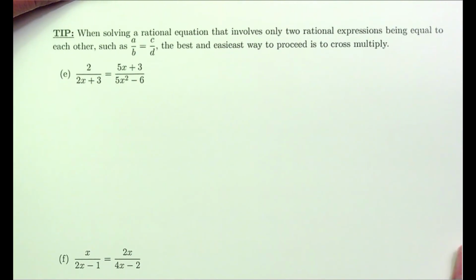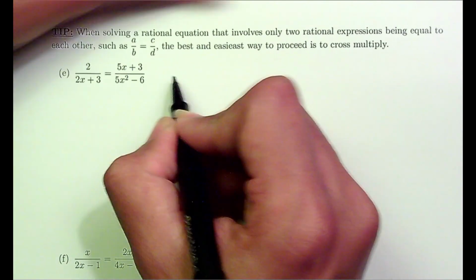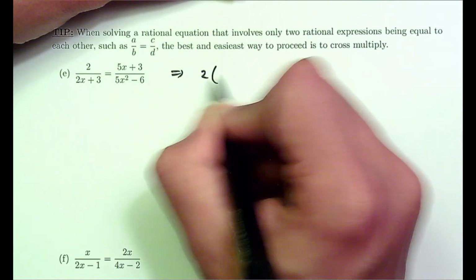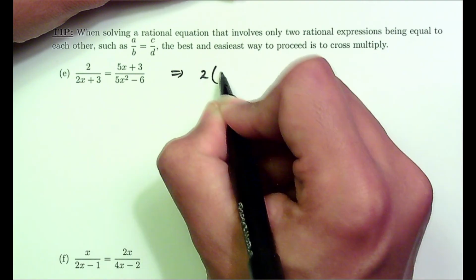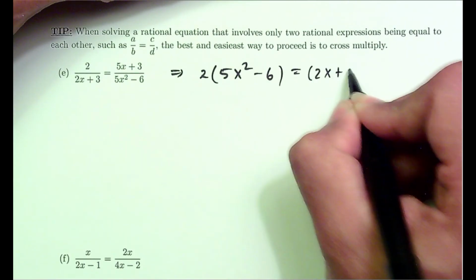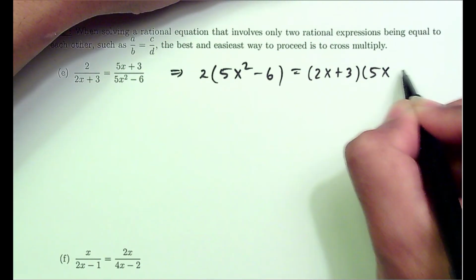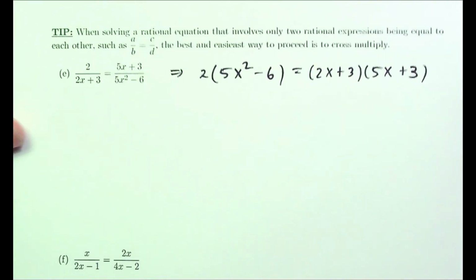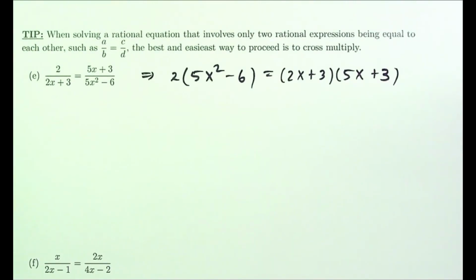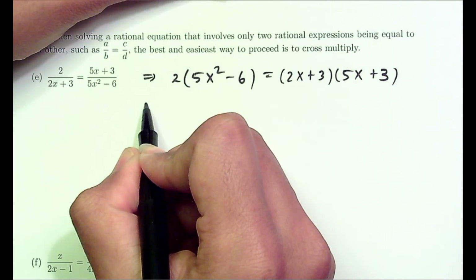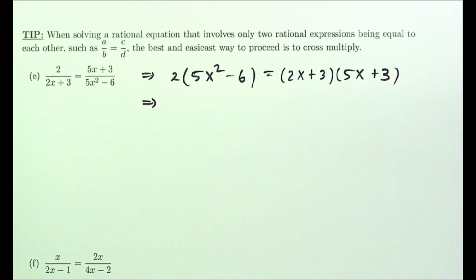So for example, I have only two terms here, two expressions equal to each other, so you just cross multiply. Cross multiplying means that 2 times 5x squared minus 6, so that times that equals that times that, equals 2x plus 3 times 5x plus 3. And you see, I immediately got an equation that is a polynomial equation. I didn't have to bother with LCD. So just keep that in mind. Whenever you have two terms, this is always the easiest thing to do.